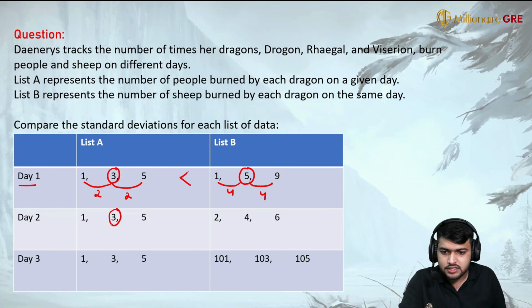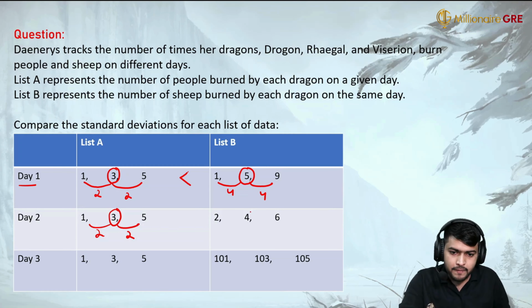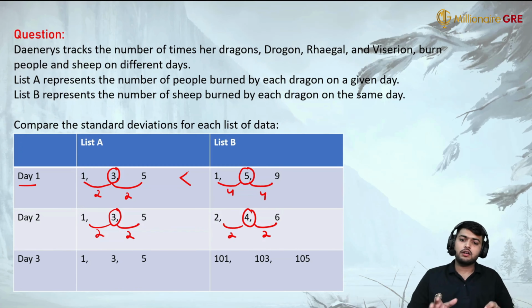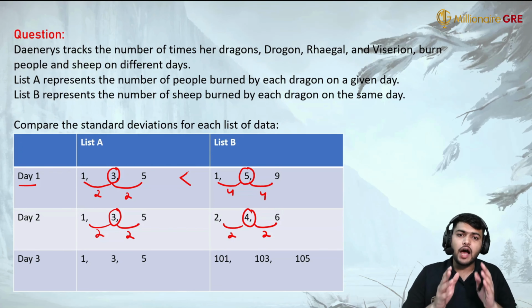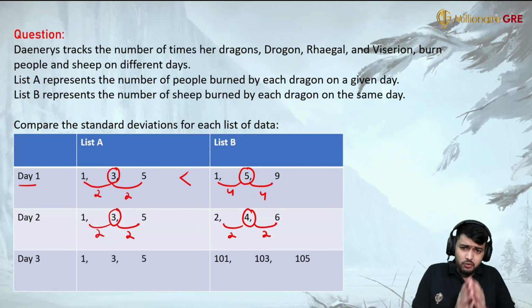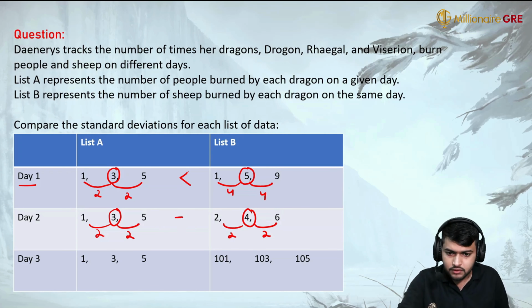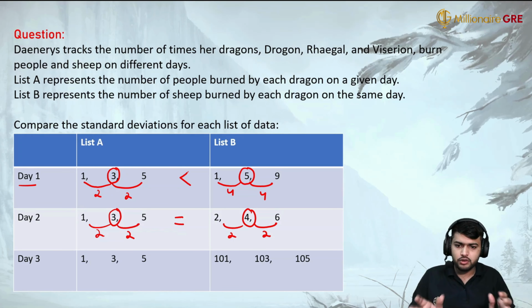List A, again 3 is the mean, distance is 2, distance is 2. If we talk about list B, mean is 4, this distance is 2, this distance is 2. Here, in both the lists, the terms are equally scattered from the mean or equally deviated from the mean. So standard deviation is equal for both the lists.